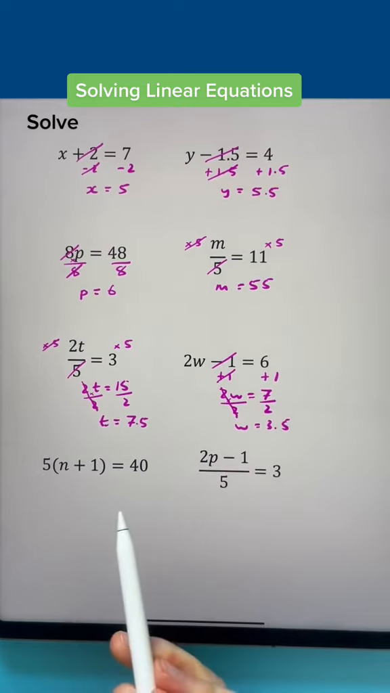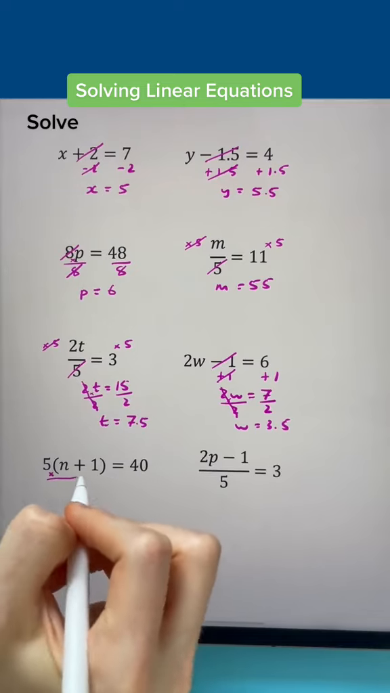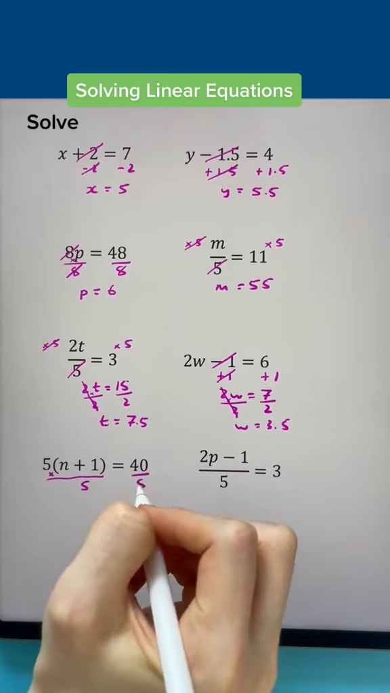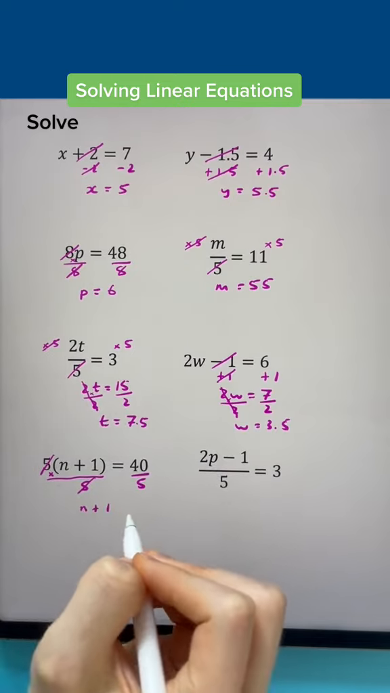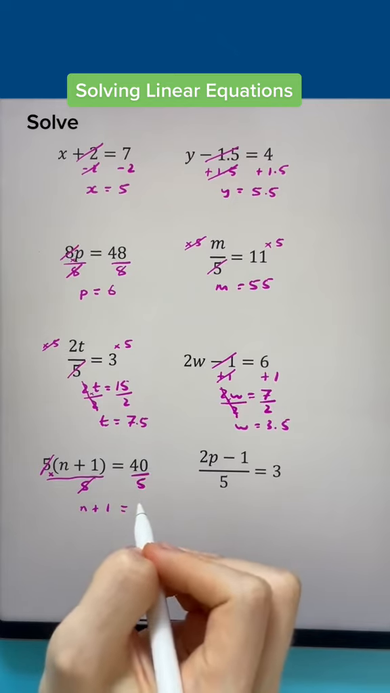For question number 7, the opposite of multiply by 5 is, we're going to start by dividing both sides of our equation by 5. 5 over 5 will cancel to leave us with m plus 1. On the right hand side, 40 divided by 5 gives us 8.